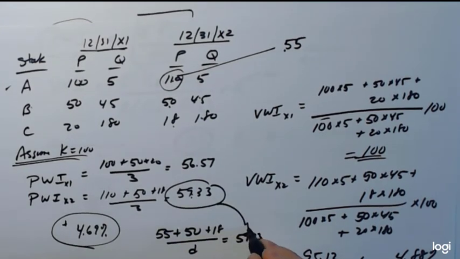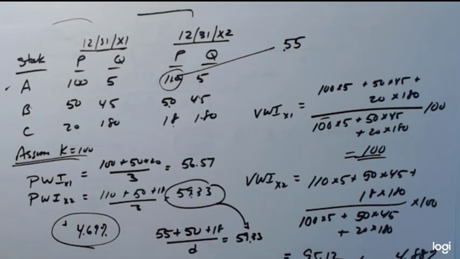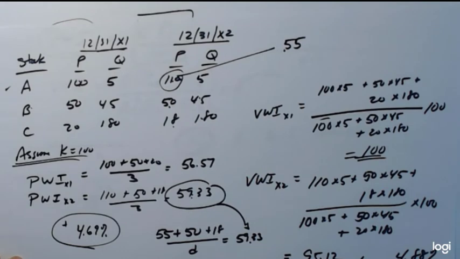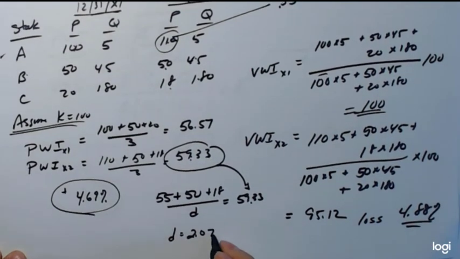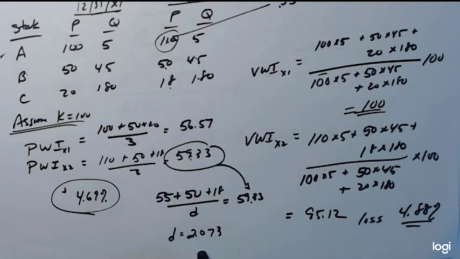This guy right here. We don't want the index to change just because of an accounting gimmick. Solve for D. And D equals 2.073. That's a 3 there. And so we have a new divisor. So then the divisor now is dropped from 3 to 2.0. And over time, with lots and lots of splits and other activity, the divisor has dropped off dramatically.